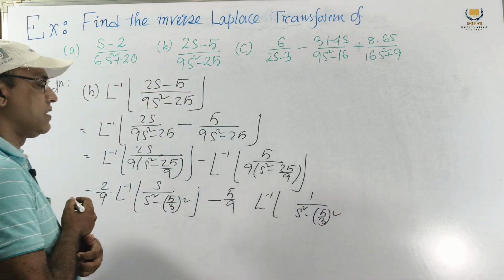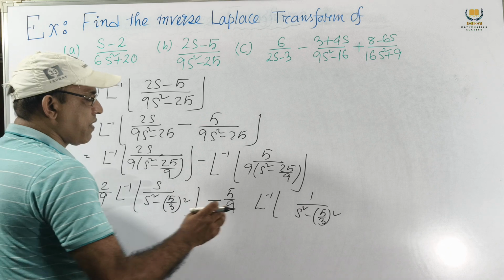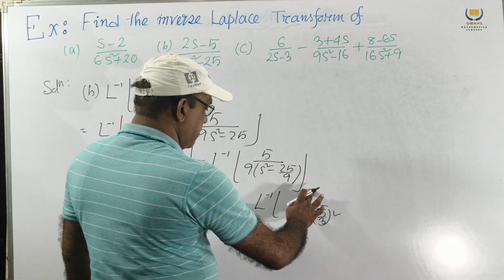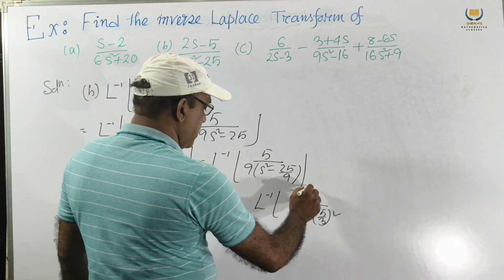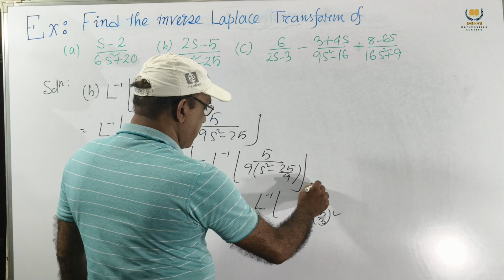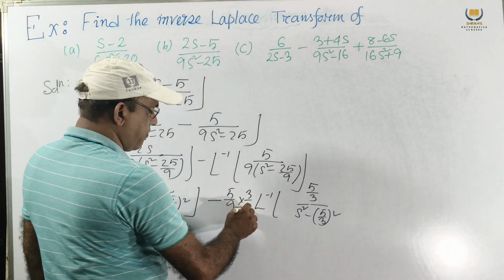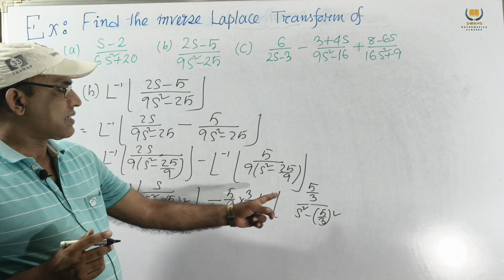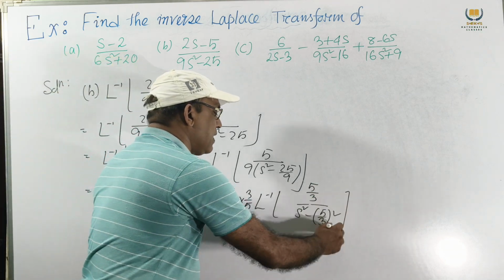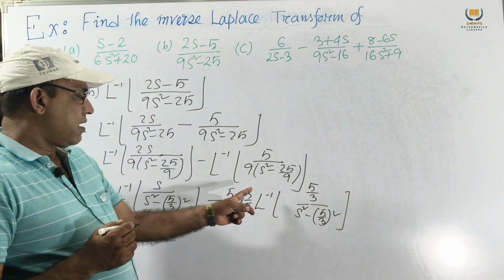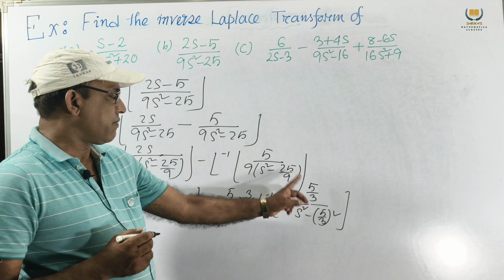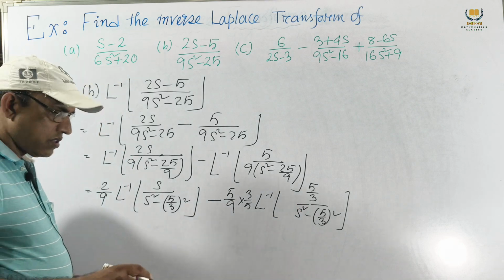We get this one. But here we have 5 by 3, so we write an extra 5 by 3 and outside 3 by 5. This cancels, ultimately we get 1. Now we know this formula.